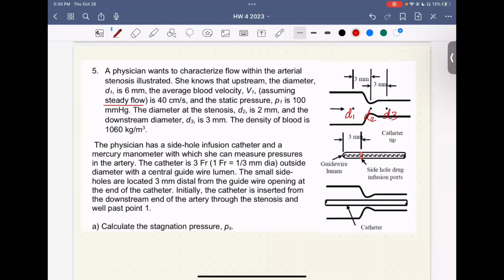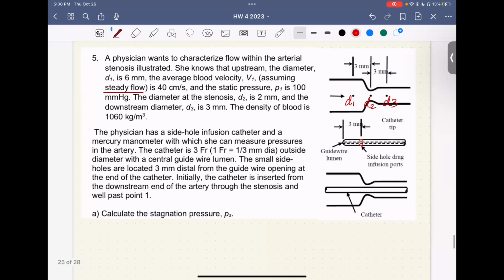Great. So the density of blood is also given. It's 1060 kilograms per meter cubed. Then the physician inserts a side hole infusion catheter and a mercury manometer, which is not in these three images at least. We can measure pressures in the artery through this catheter. And we have the catheter diameter. So this is 3 FR, and 1 FR is 1/3 millimeters. So just know the diameter is going to be 1/3 millimeters times 3.